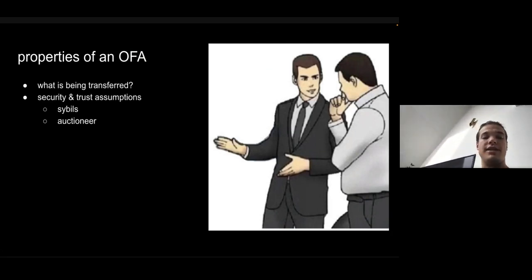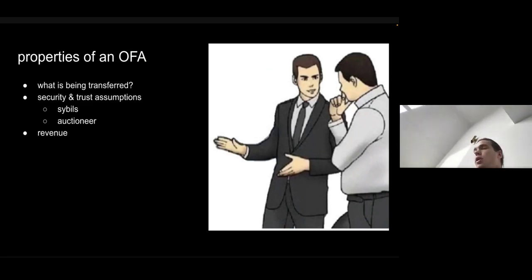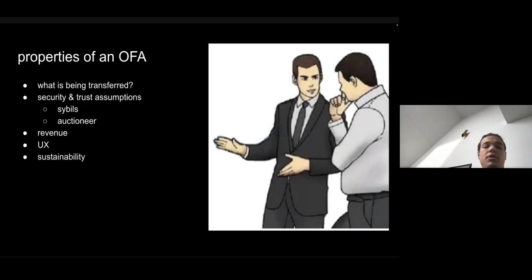Right, security and trust assumptions. Sybils fall under this. Trusting the auctioneer falls under this. Revenue, of course, this is one of the big things we care about. UX, what latency does a user incur? How much complexity does a user have to suffer to act in the system?